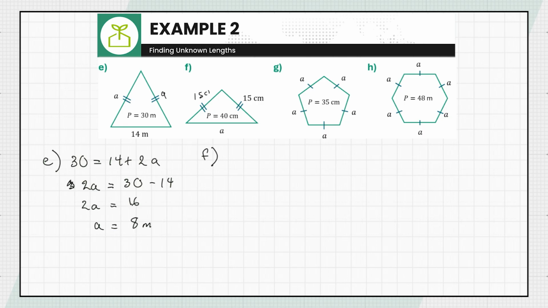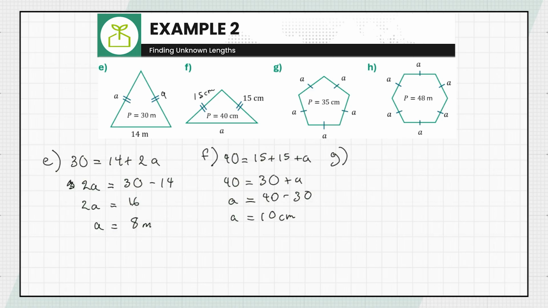So if we do F now, F is also an isosceles triangle, so we can put in our missing information. And our perimeter of 40 is going to be equal to 15 plus 15 plus our missing number a. That means 40 is equal to 30 plus a. A is going to be equal to 40 minus 30, and that means a is equal to 10 centimeters.